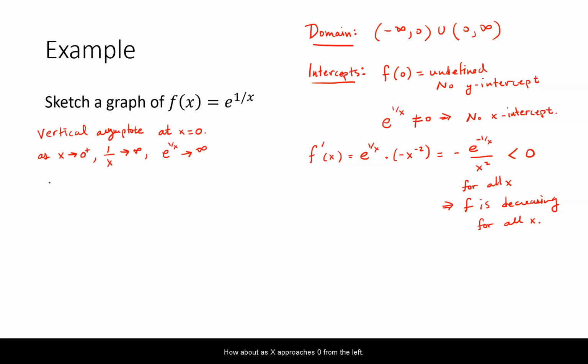How about as x approaches 0 from the left? Well, if it's approaching 0 from the left, then 1 over x goes to negative infinity, and therefore e to the 1 over x will go to 0. How about as x goes to infinity? So what are the horizontal asymptotes?